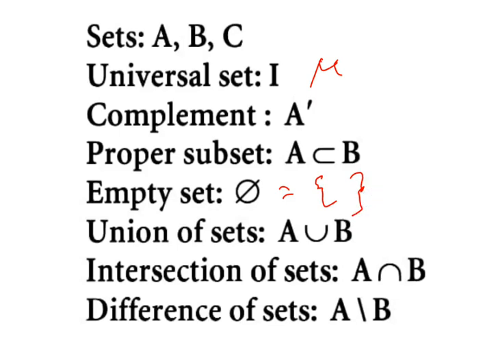And the union of sets, we can read it as A union B. Intersection of sets is A intersection B. Difference of sets is A minus B.